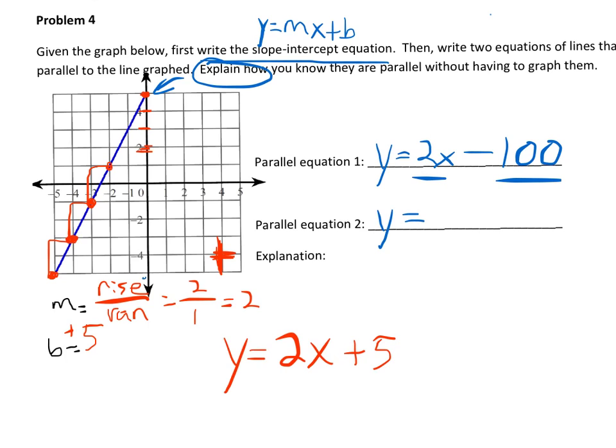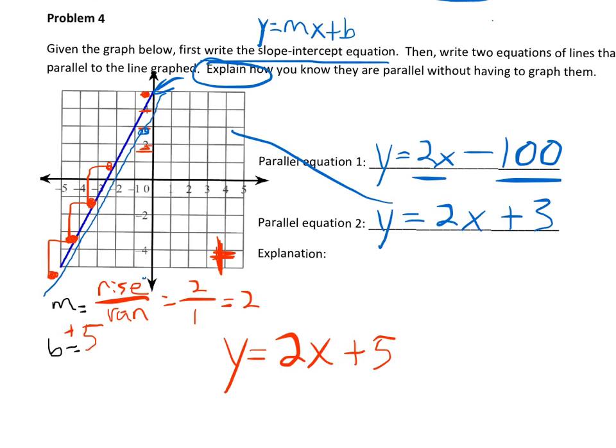Let's just also do y equals 2x plus 3, because plus 3 is right here. Don't draw this, I'm just showing you, this line right here would look about like that, where it runs parallel. That was really ugly, but you get the point. It runs parallel to it.